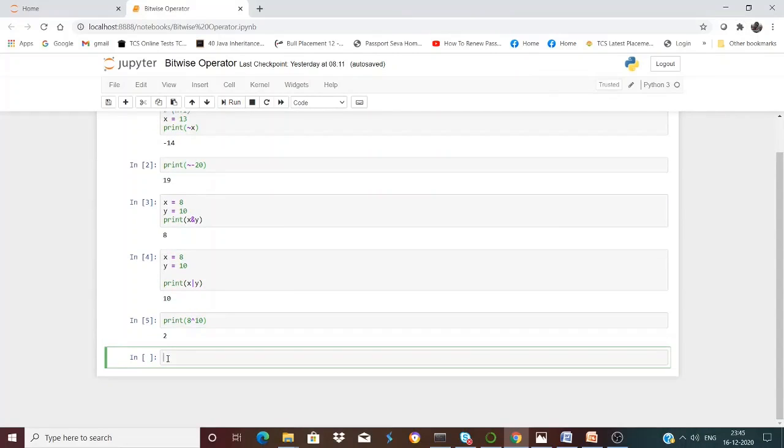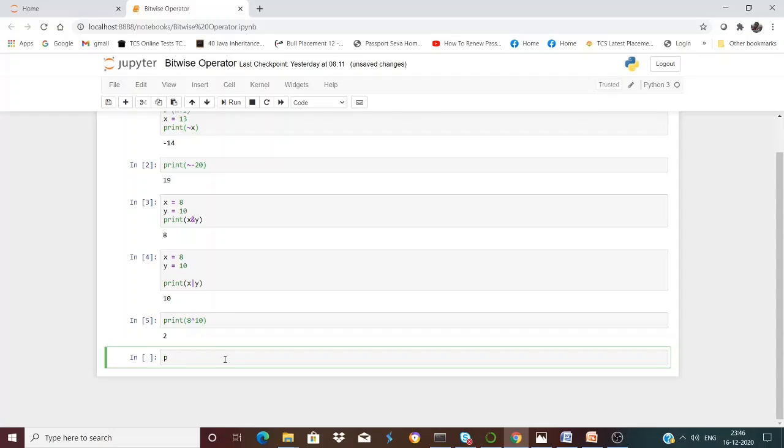So the next thing that we are going to discuss is the bitwise right shift operator. As its name implies, the bitwise right shift operator shifts every bit of a number to the right. Now, how many places are the bits shifted? That depends on the value of the second operand. If the second operand is 2, then the bits are shifted 2 places to the right. If the value of the second operand is 3, then the bits are shifted 3 places to the right, and so on. So let's look at an example of the bitwise right shift operator.